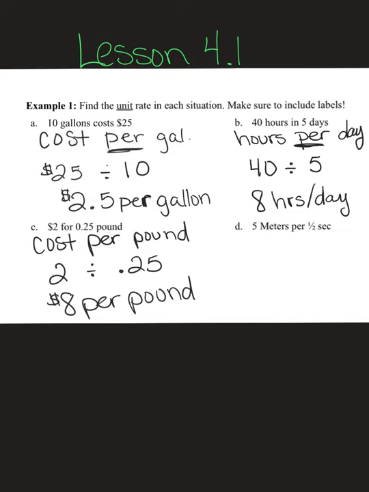And our last one, we've got 5 meters per a half a second. So 5 meters in a half a second, which would actually be 30 milliseconds, but we're not going to go that far. So let's again start with the unit rate that we want to find, which would be meters per second or seconds per meter. In this case, it's already kind of listed for us, meters per second, but we're going to figure out how many meters in 1 second.